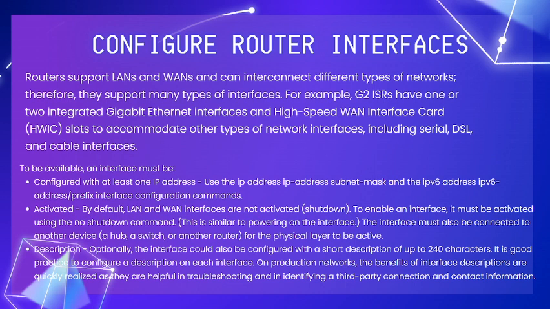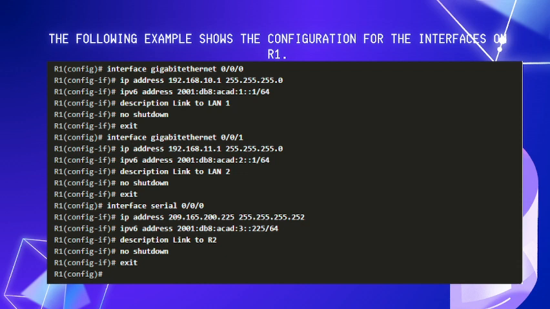The description command means optionally the interface could also be configured with a short description of up to 240 characters. It is good practice to configure a description on each interface. On production networks, the benefits of interface descriptions are quickly realized as they are helpful in troubleshooting and in identifying a third-party connection and contact information. So the following example shows the configuration for the interfaces on R1.